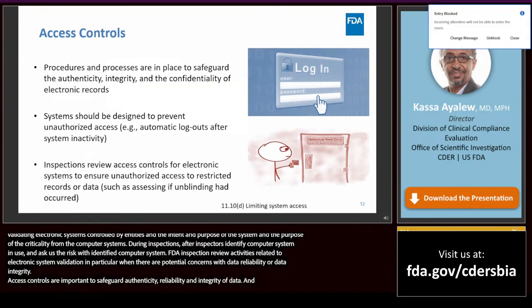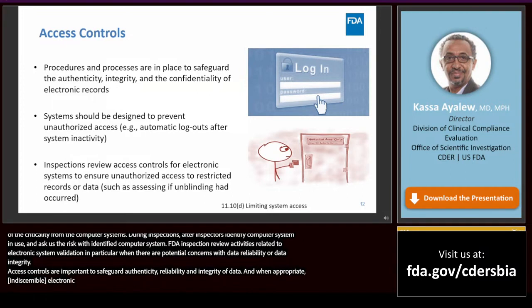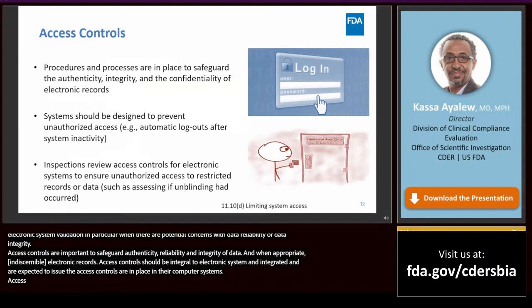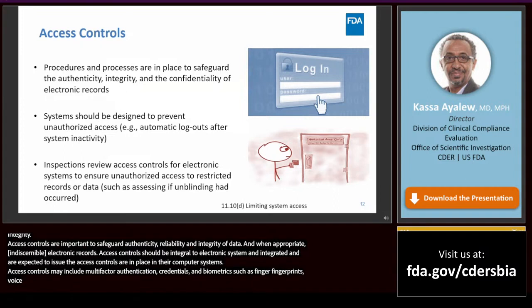Access controls should be integral to the electronic system, and regulated entities are expected to ensure that the access controls are in place in their computer systems. Access controls may include multi-factor authentication, strong login credentials, and biometrics such as facial recognition, fingerprints, voice prints, and iris scans, or any other kind of biometrics.